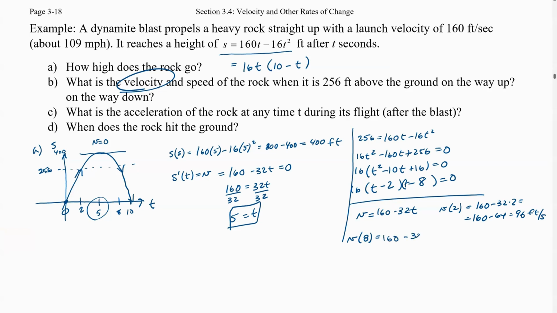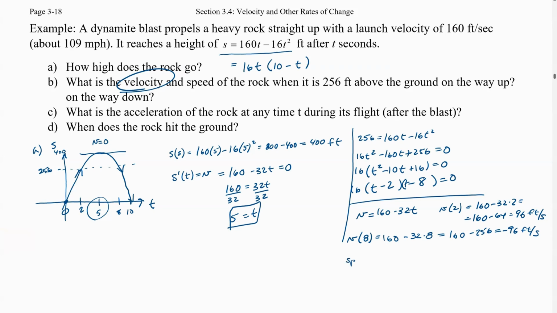160 minus 32 times 8. 32 times 8, that's 64 times 4. I think it's 256. And I think that ends up being negative 96 feet per second. Okay, velocities, remember, velocities can be negative.